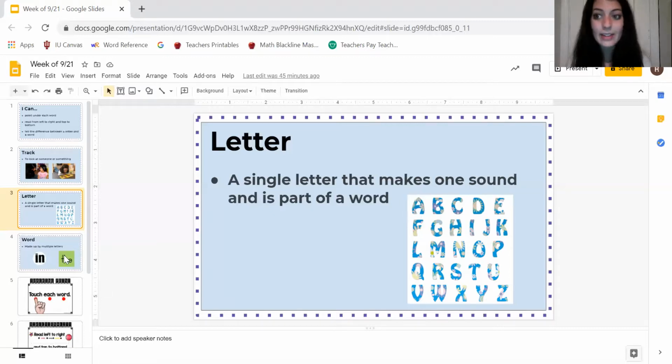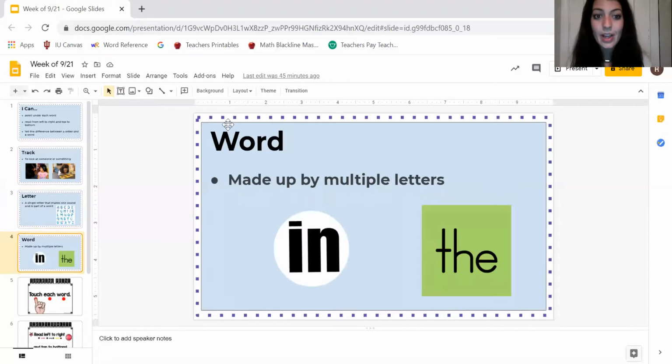Let's look at our next word. Our next word is the word word. A word is made up by multiple letters. So for example, we have the word in. The word in is made up of I and N. The letters I and N make the word in.